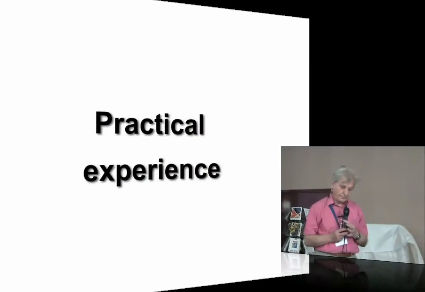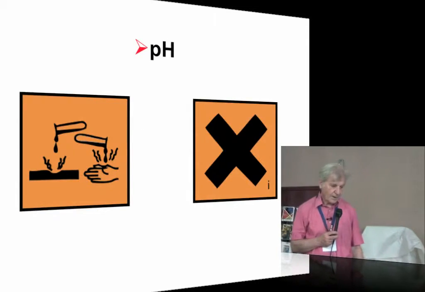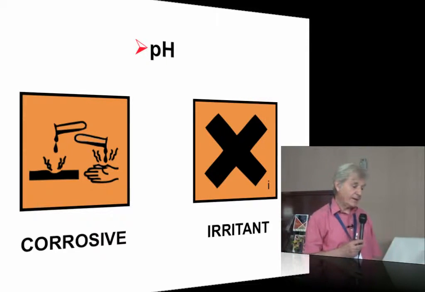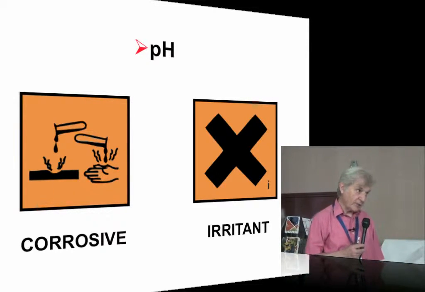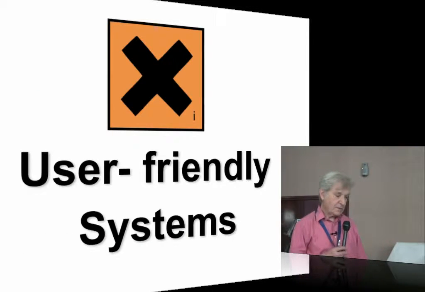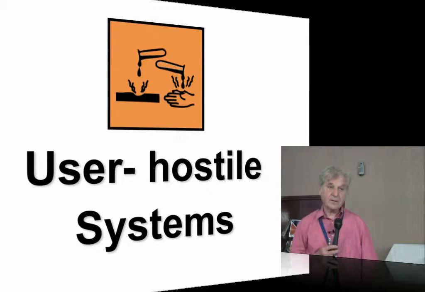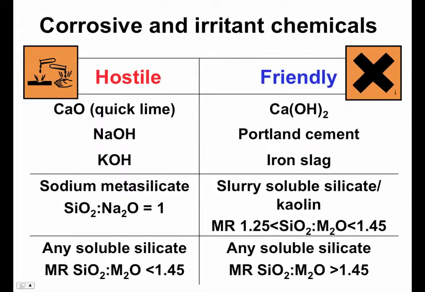So we will discuss the practical problems that are connected with the mass production of geopolymer cement. We have seen that we must get rid of the pH and produce an irritant and not a corrosive system, which means a user-friendly system and not a user-hostile system. What is to understand between hostile and friendly is shown on this table.